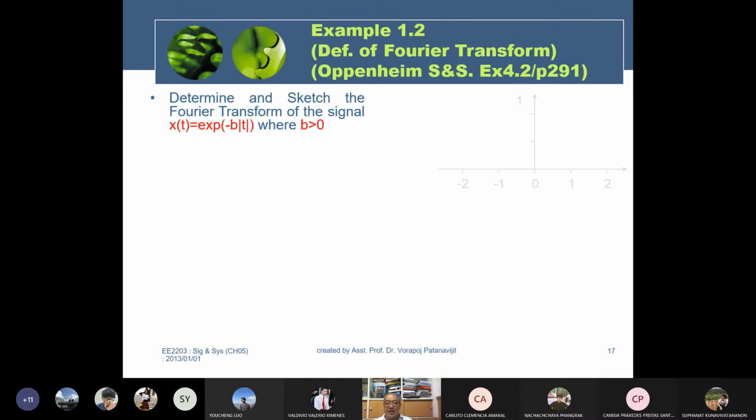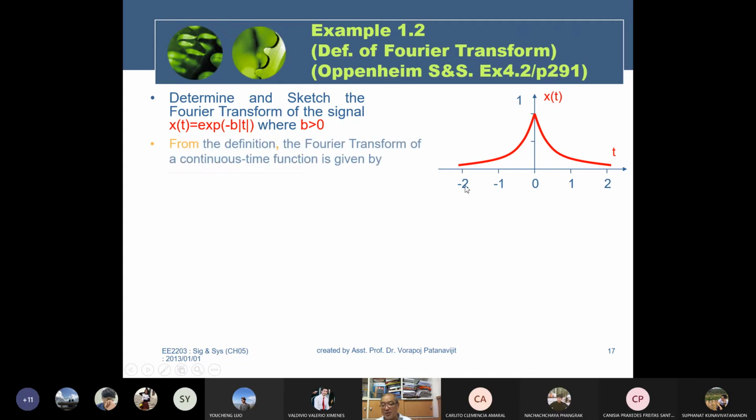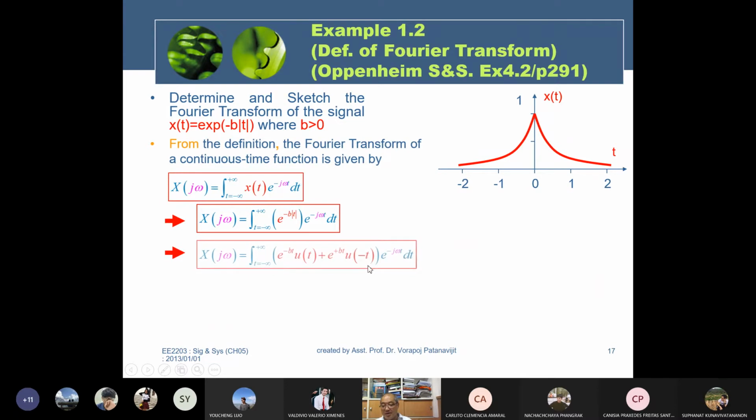Next one. Determine and sketch the Fourier transform of the signal x(t) equal to e to the minus b absolute t. In this case, the function will be separated into time from minus infinity to 0 and 0 to infinity. You split them into two functions, one is u(t) on the right hand side, one is u(-t) on the left hand side. Even though you see them as a single function, the real one is not. It is comprised of two mathematical forms, one is u(t), one is u(-t).